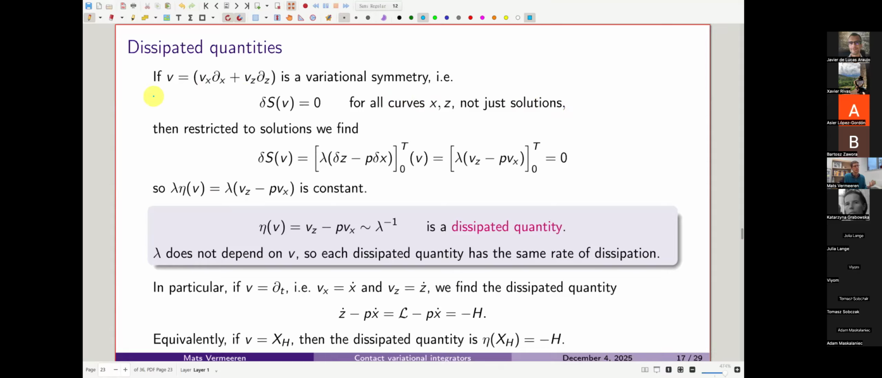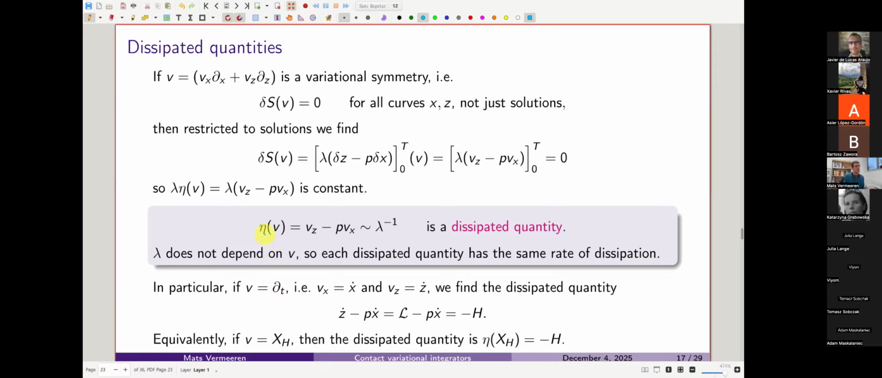So let's say our vector field V is a variational symmetry. It means that if we take variations of the action in the direction of V, we get 0, even if we're not looking at solutions. So again, playing that game with the boundary terms of the calculus of variations, you find that this expression, which is lambda times the contact one form evaluated on the symmetry, is a constant. So the bit without the lambda, if we just take the one form evaluated on the symmetry, it has to be proportional to 1 over lambda. And since lambda typically is something exponential, this becomes a dissipated quantity.